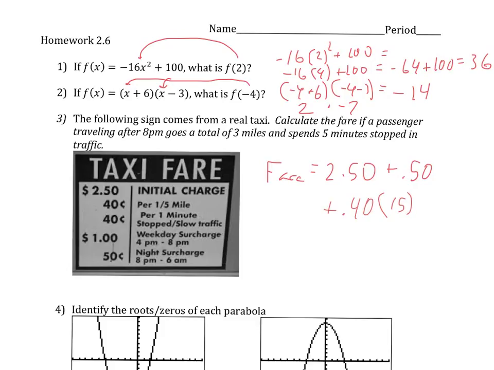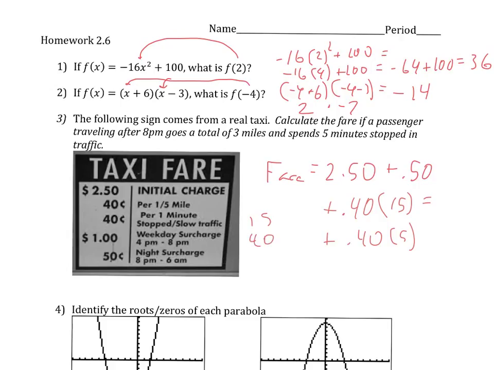And what else do we have? Oh yeah, spending 5 minutes stopped in traffic. They charge us for that too, and that's 40 cents per minute, it says. So they're going to get their money, even if they're not going anywhere. 40 cents, and this is just per minute, so I get to multiply that times 5. So now I just need to add all that up. The hardest parts being these. So let's see, 40 cents times 15.